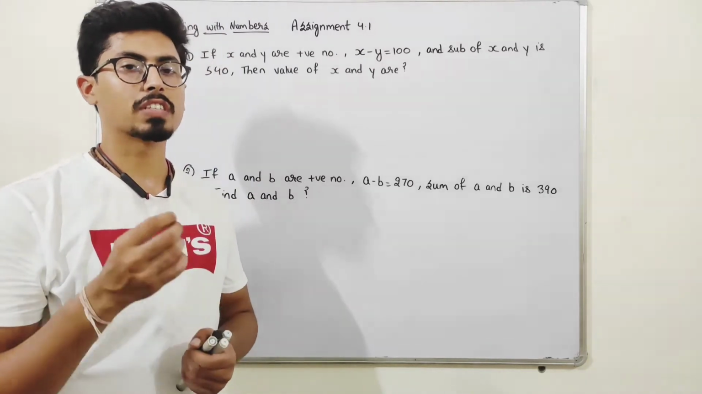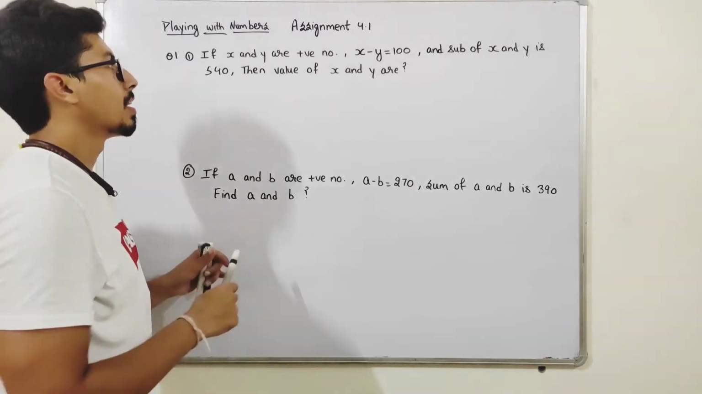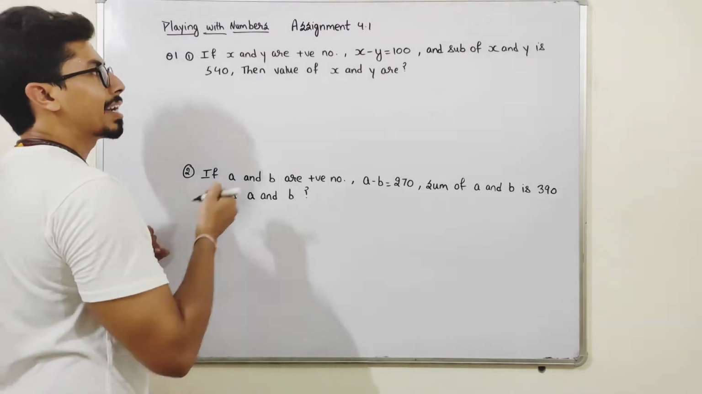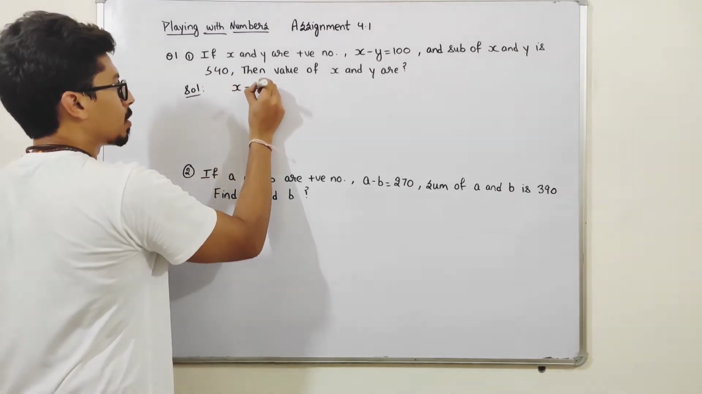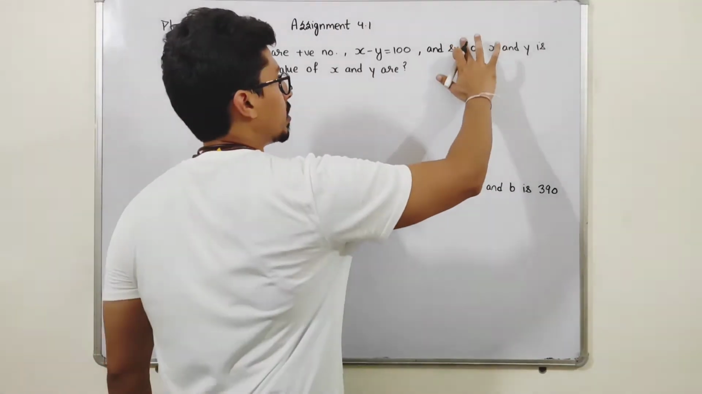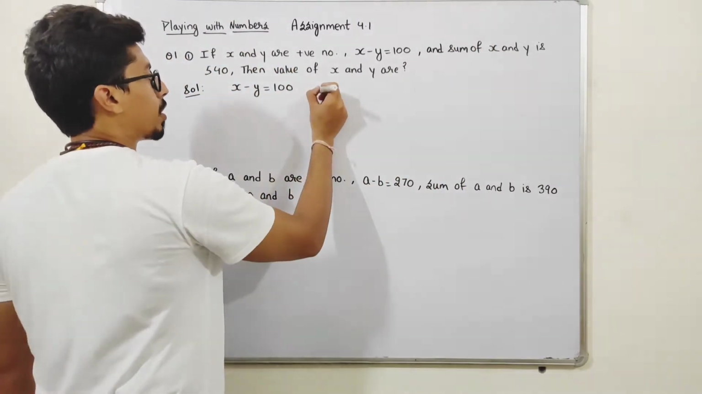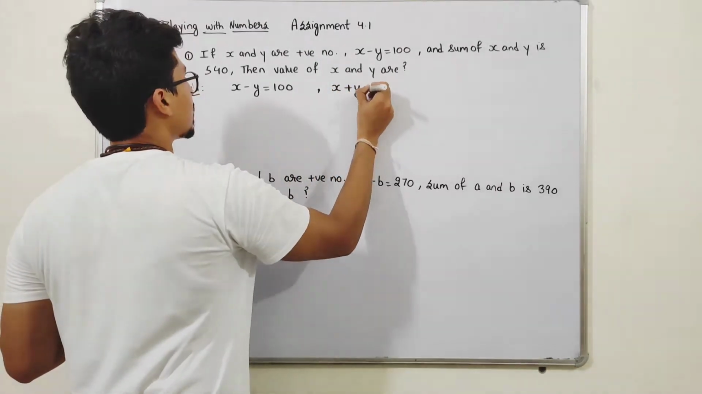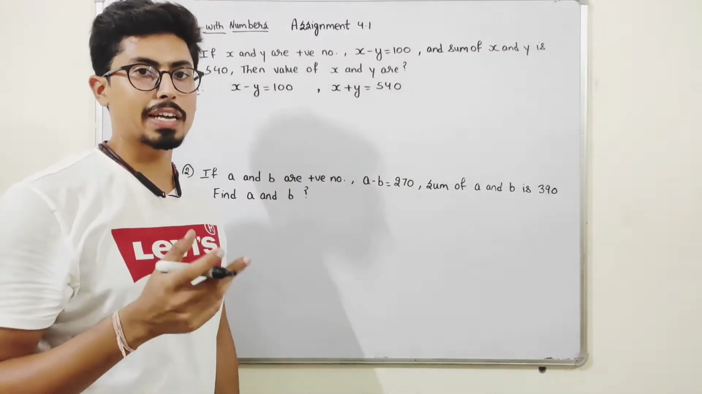So we're going to start with assignment 4.1. Question number 1, first part: if x and y are two positive numbers, and x minus y is 100, it is given that x minus y equals 100. And the sum of x and y is 540. That means x plus y is 540. Then we have to find the value of x and y.